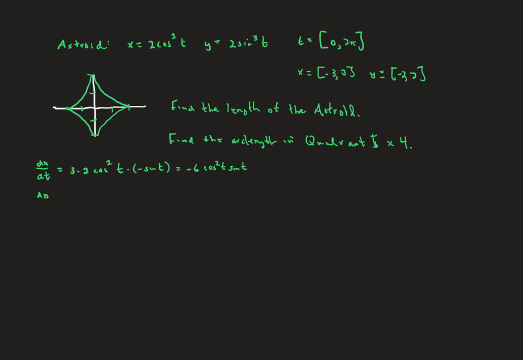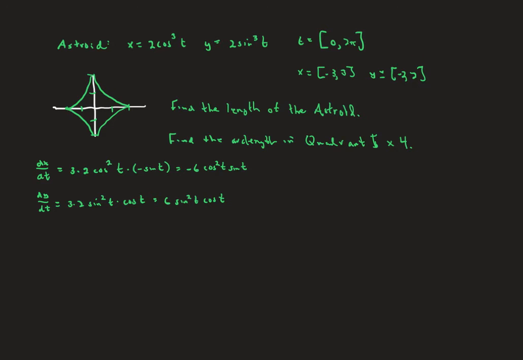Now dy/dt in a similar fashion is going to be a chain rule derivative, so we'll go 3 times the 2 sine to the second, and then times the derivative of sine, which is cosine of t. And so again, cleaning that up a little bit, is going to be 6 sine squared t cosine t.